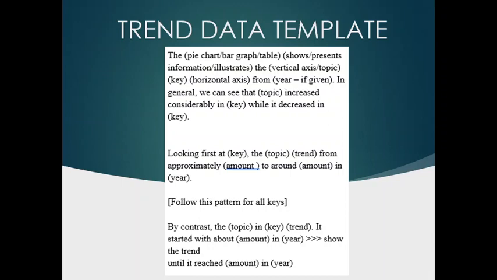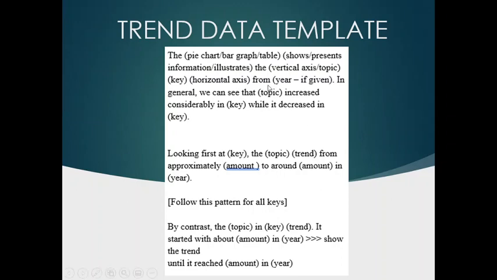Okay, I prepared here like a template for when you are writing your trend data. You can start by writing what kind of figure you have in front of you. Is it a pie chart? Is it a bar graph? Is it a table? Is it a line graph? So we just have to determine what it is. Shows, presents information, illustrates. So there are a lot of verbs that you can use here. You just have to choose what you want to use.